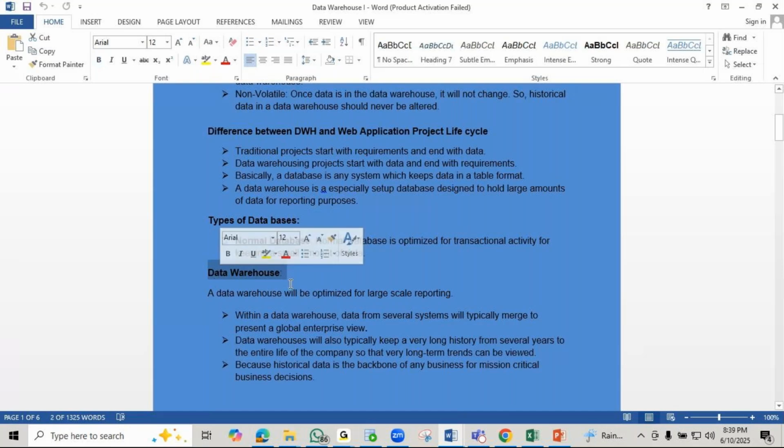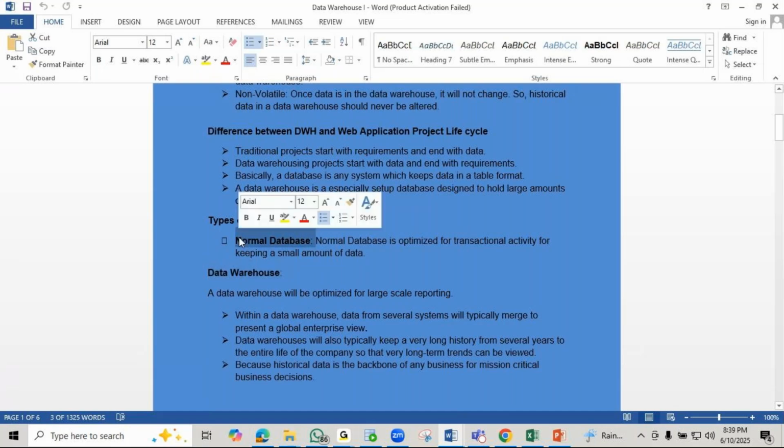After 1 year, again today, imagine that he has done one transaction of 500 rupees. In the normal database, guys, how many records will be there? One record only, because that is current data. But in the data warehouse, how many records will be there? Close to 365 records, correct, because on a daily basis the data was getting transferred. So this is the difference.